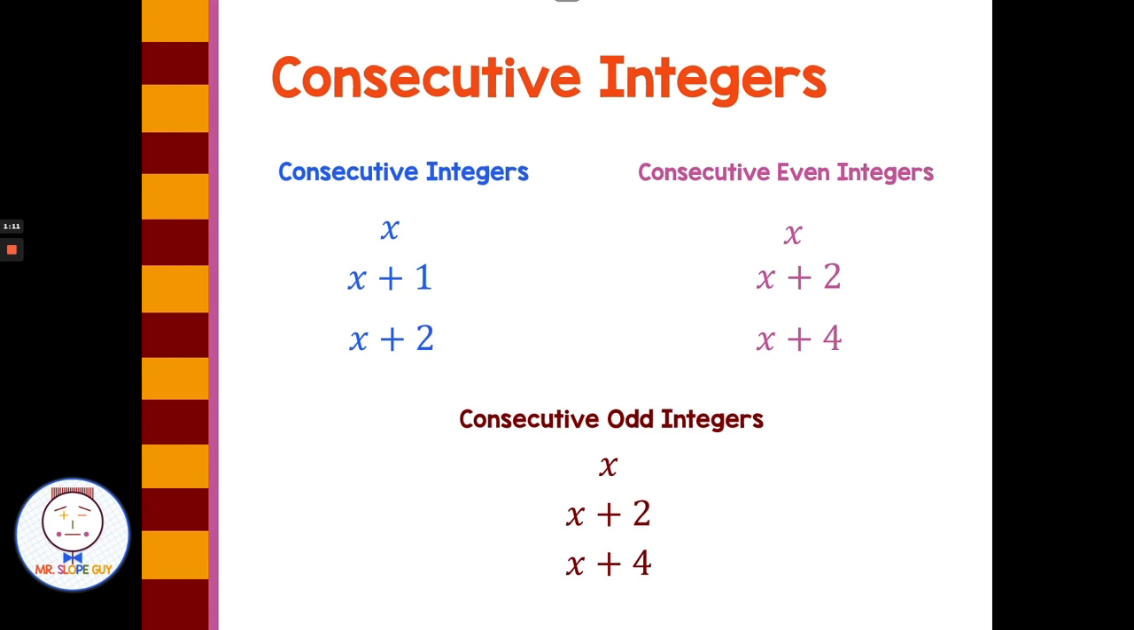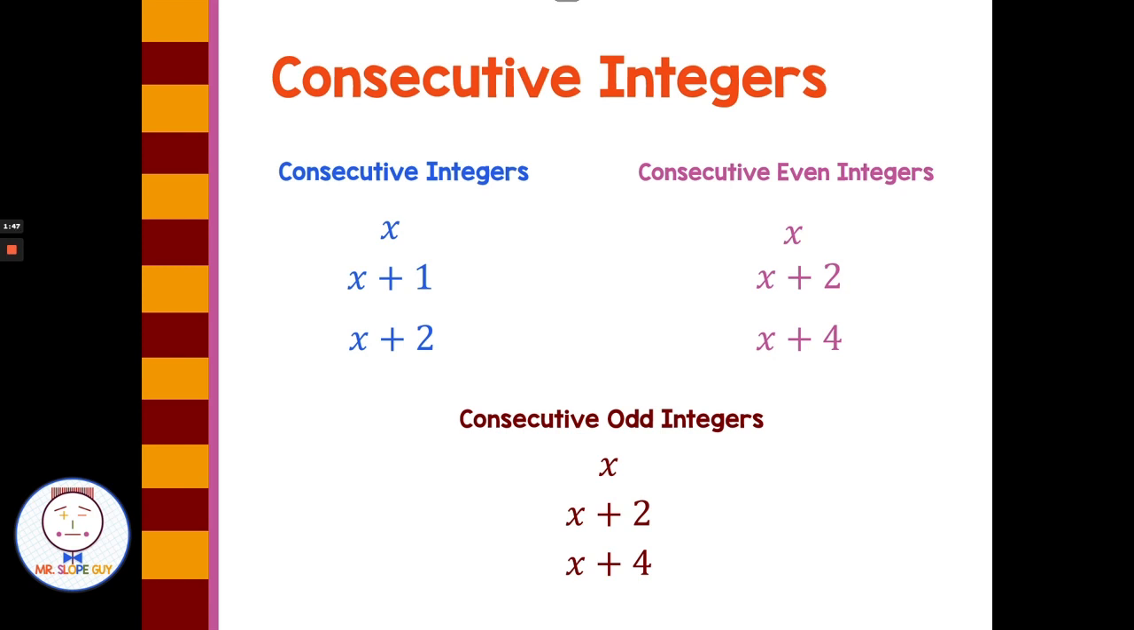Now on the number line, even numbers and odd numbers are both 2 apart. So our setup looks the same. For consecutive odd integers, if I start with 11, then add 2, I'd get to 13, the next odd integer. Then add 2 again, I would be at 15. So the setups look the same, because if we start with an odd number and add 2, 4, 6, 8, 10, we get the next odd numbers. Or if we start with an even number and add 2, 4, 6, 8, 10, we get the next even integers as well. So the setup is very similar.